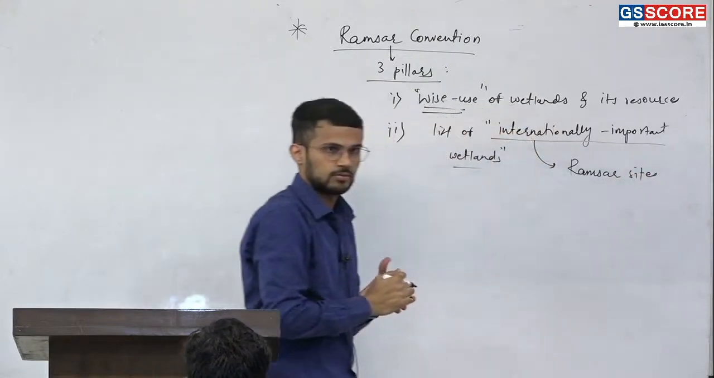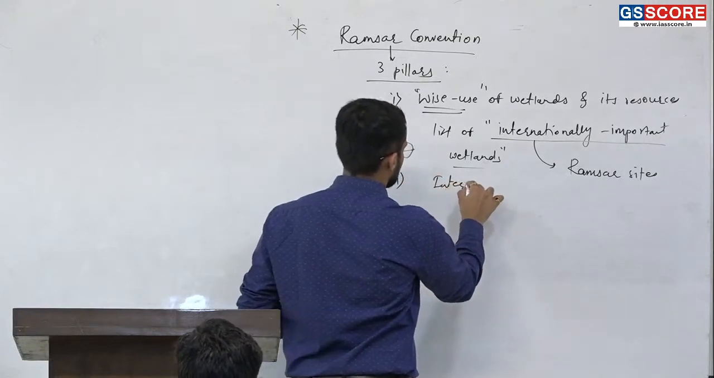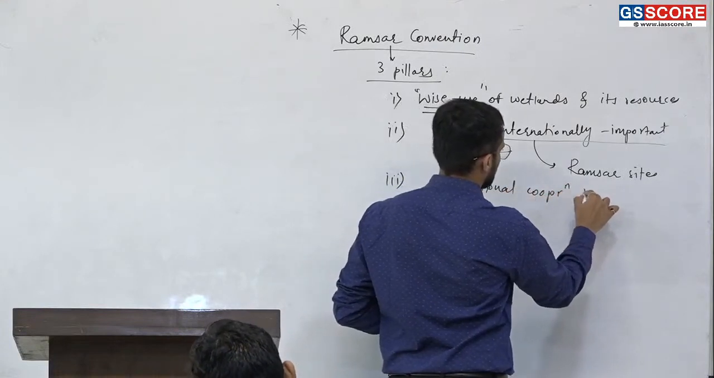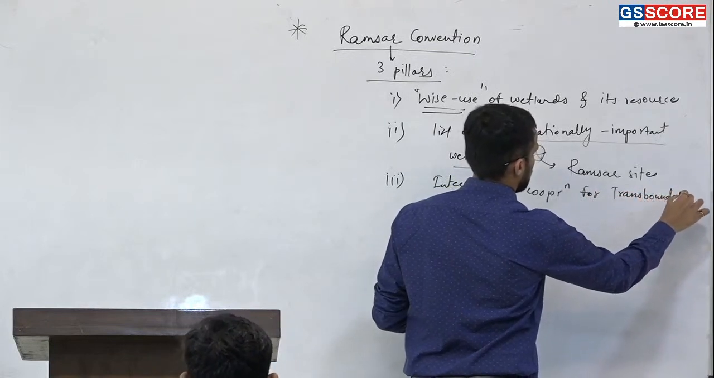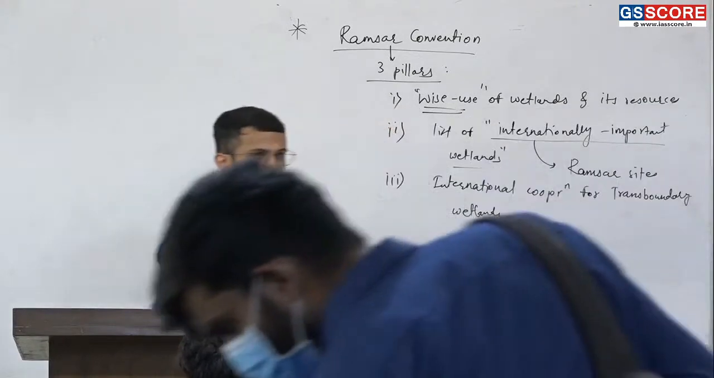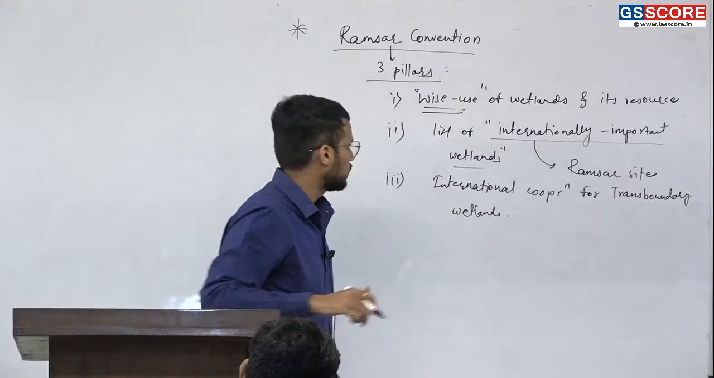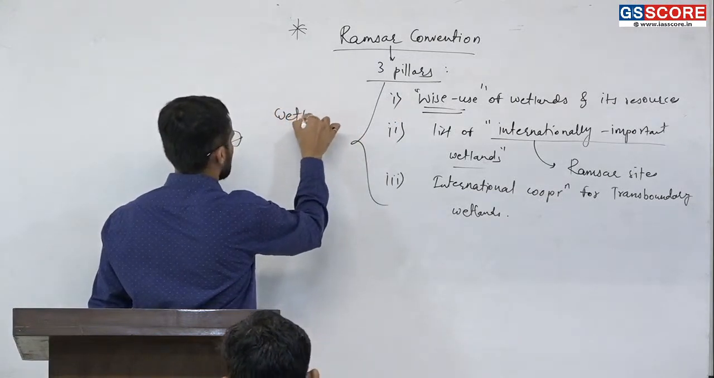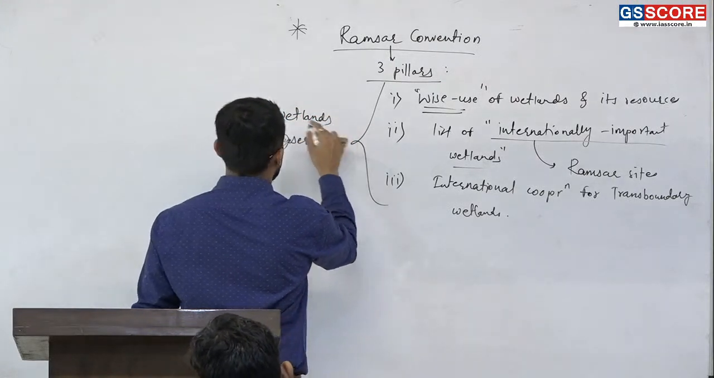And the third pillar, international cooperation for transboundary wetlands. So these are the three pillars of the Ramsar Convention, and on the basis of these three pillars they are trying to ensure wetlands conservation.